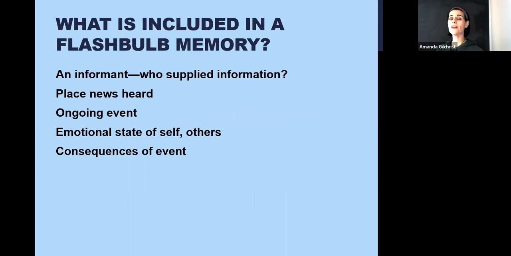Okay, so what sort of information is often going to be included in a flashbulb memory? First, you're going to have an informant. This is a person who supplied you with the information. Was it somebody on the TV? Was it somebody on your phone? Did somebody text you? You're going to have the place that you heard the news. You're going to be talking about the things that are going on at the moment that you heard this, so the ongoing event. You're noting the emotional state of yourself and other people, and you're talking about the consequences of the said event.